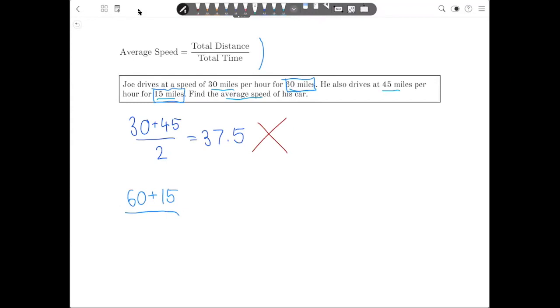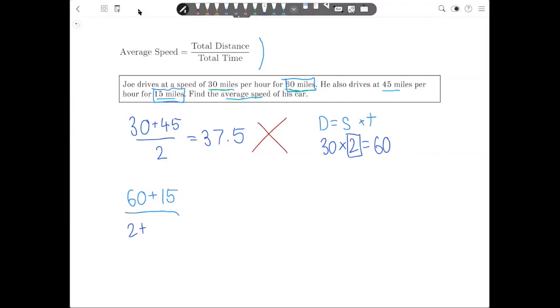Does anybody know how much time it takes to cover this first portion, 30 miles per hour for 60 miles? How much time will this take? Yes, Justin said that it's going to be 2 hours. That's correct because we just do distance is speed times time. So yeah, it should be 2 hours, sorry. 30 miles per hour times 2 hours is going to be the 60 miles. So 2 hours is the first section.